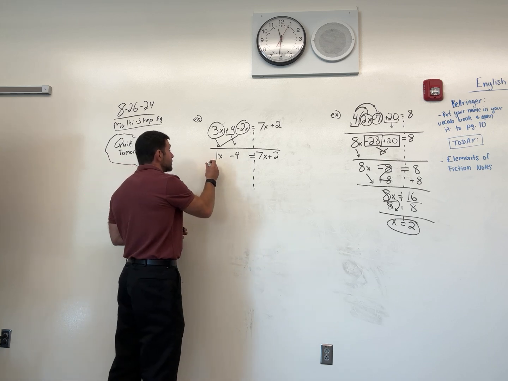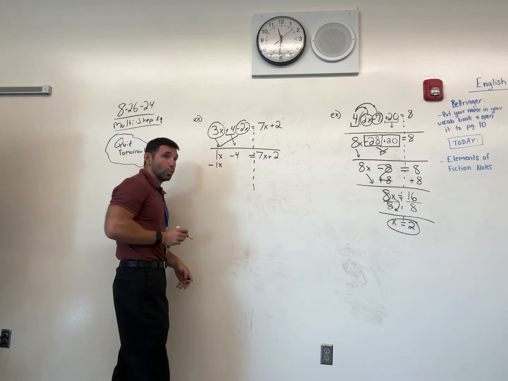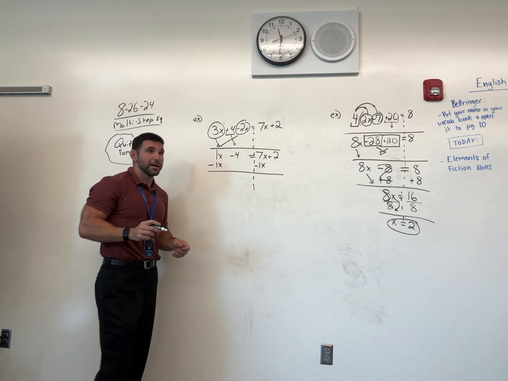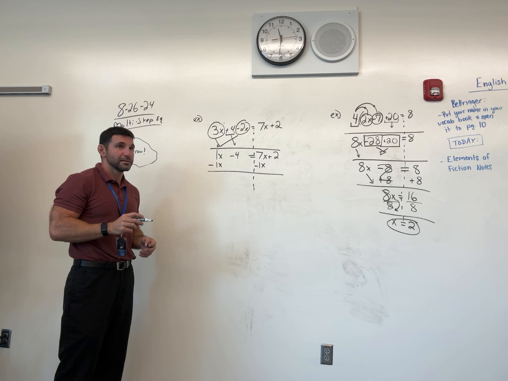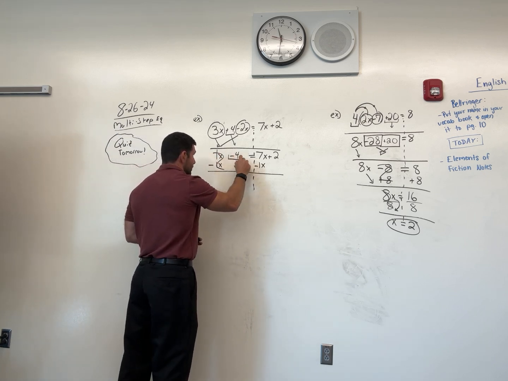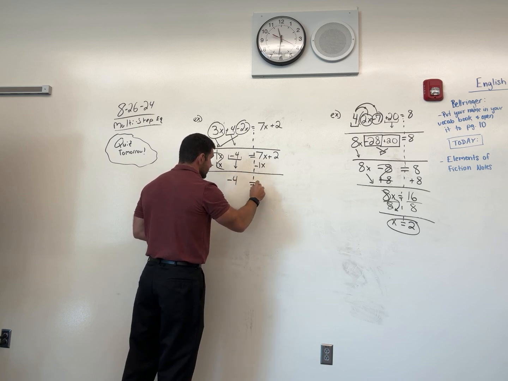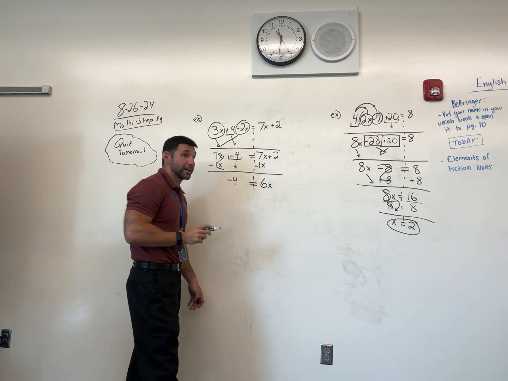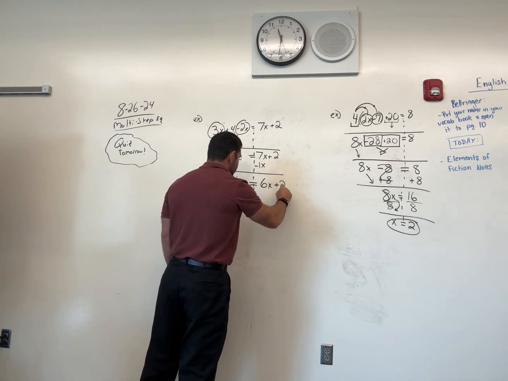So we're going to subtract 1x from both sides. What's 1x minus 1x? 0. It's gone. Negative 4 comes down. 7x minus 1x is 6x plus 2.